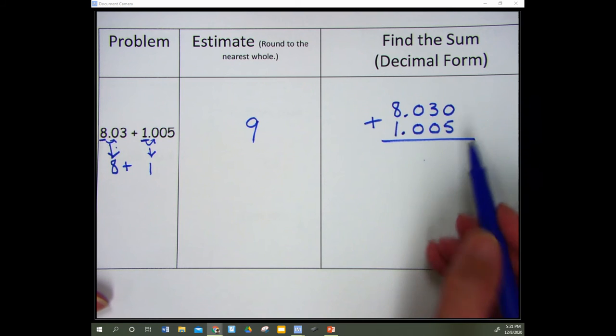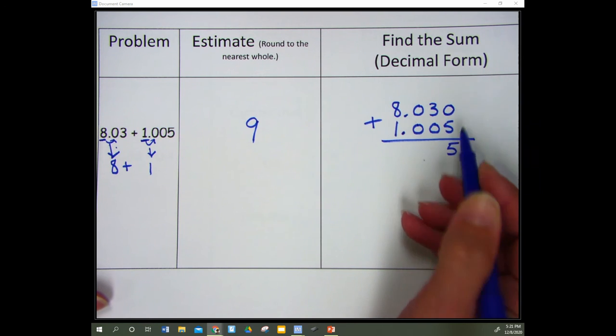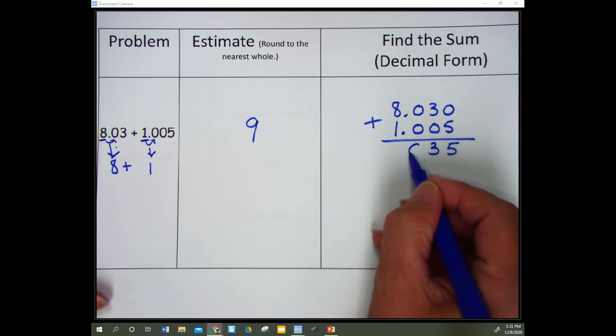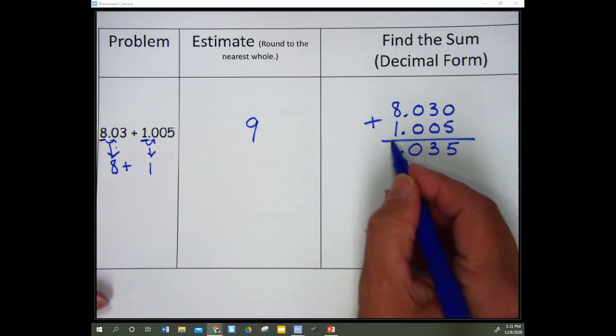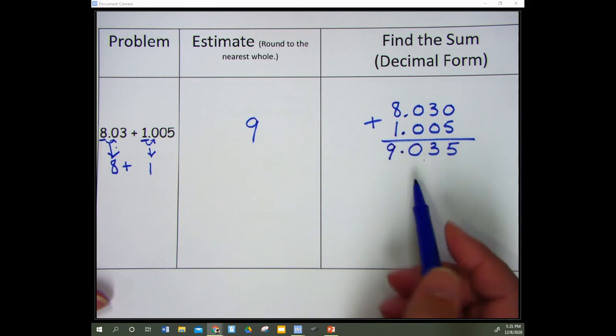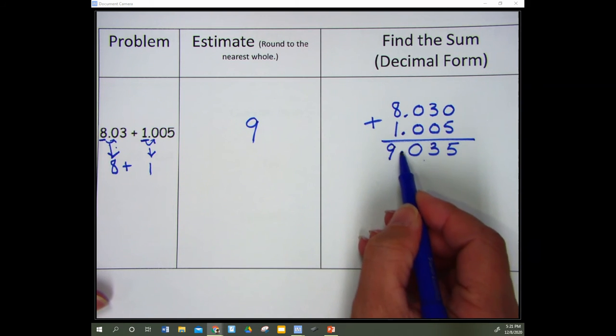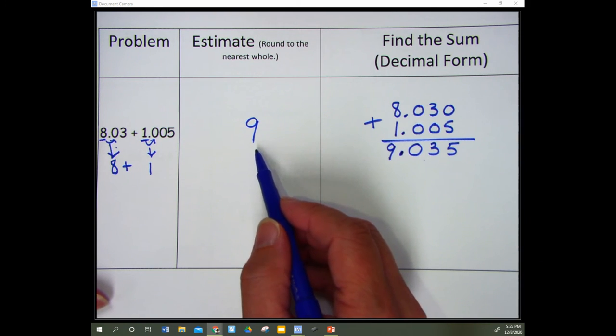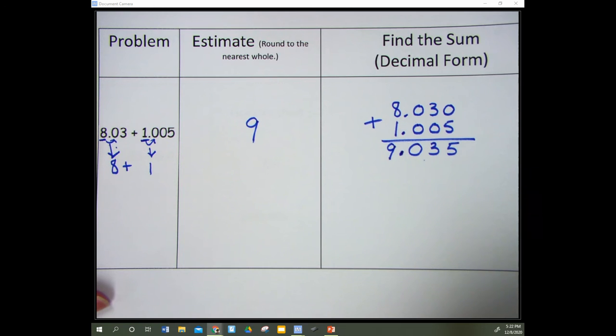0 thousandths plus 5 thousandths is 5 thousandths. 3 hundredths plus 0 hundredths is 3 hundredths. 0 tenths plus 0 tenths is 0 tenths. 8 plus 1, that would be 9. Our exact answer is 9 and 35 thousandths. That's just a little bit more than our estimate of 9, so that works out well.